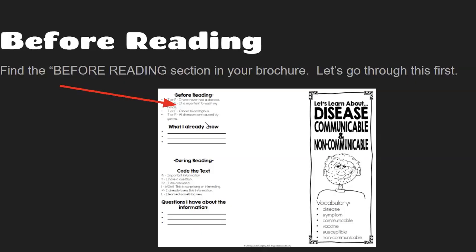I have never had a disease. True or false, it is important to wash my hands. Well, I think we all know the importance of that this year especially. True or false, cancer is contagious. True or false, all diseases are caused by germs. All right, so I want you to think of some things that you already know about diseases.